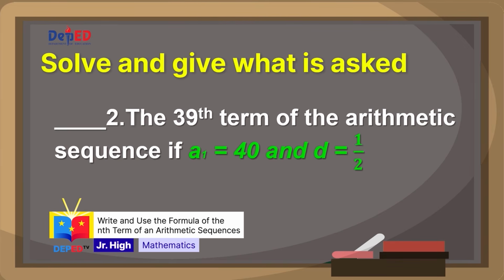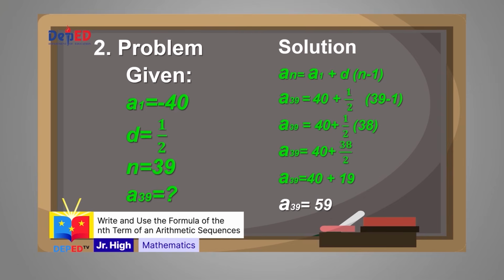Item number 2. The 39th term of the arithmetic sequence, if a sub 1 is equal to 40 and d is equal to 1/2. The correct answer is 59.